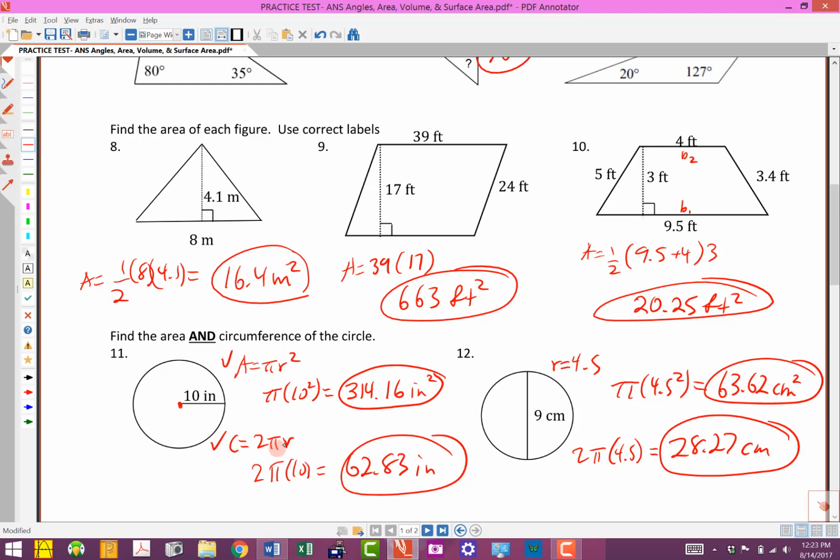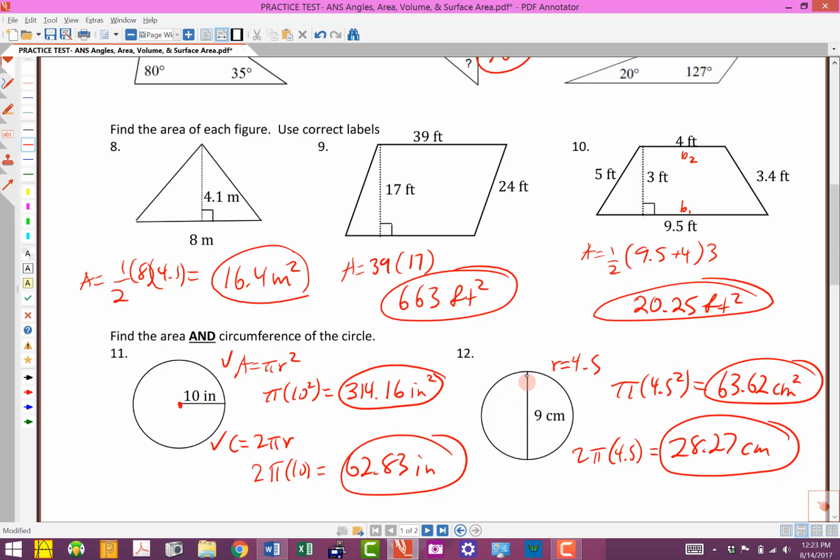For the circumference, we've got 2 pi r. We put the 10 right there, throw that in our calculator, and we get 62.83. Again, a little bit of rounding on that one. And since that's just a distance, that's in inches. The formula for area, pi r squared.